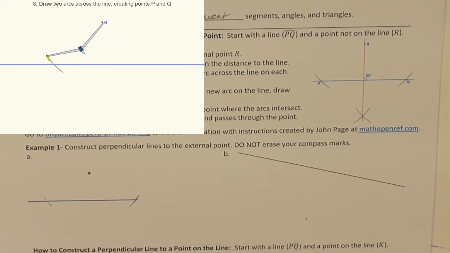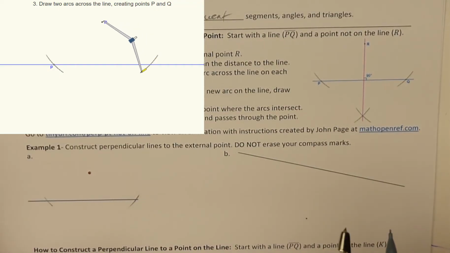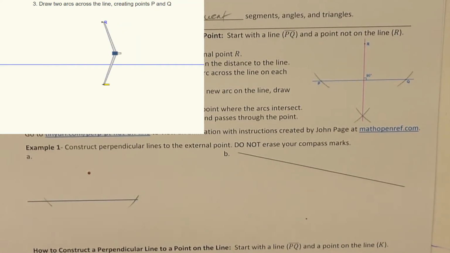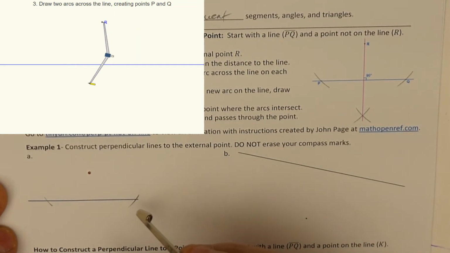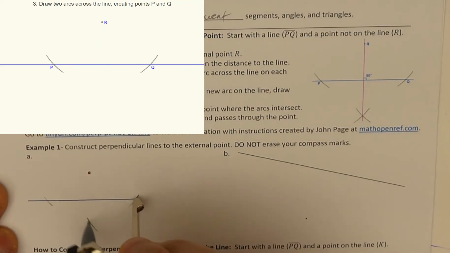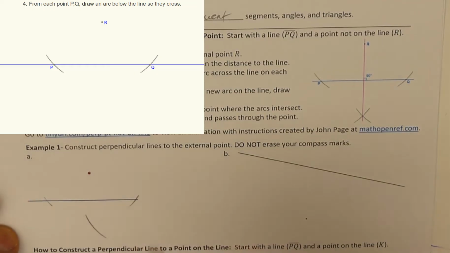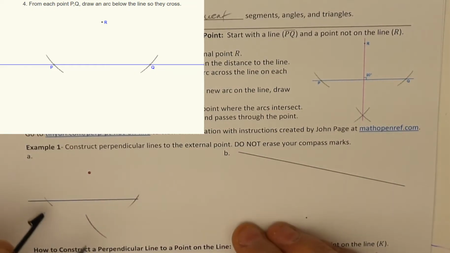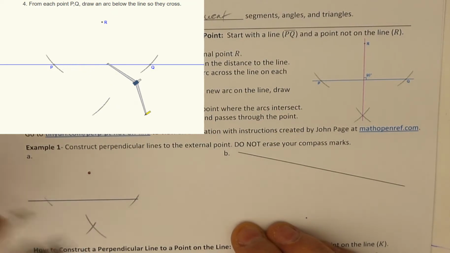Okay. Then we don't change the compass setting for this. We want to draw another set of intersections. So we want to change the center point to over here, and we're going to draw an arc like that. Then we're going to come back here and trade center points. We're going to go to the other intersection, and we're going to go like that right there.